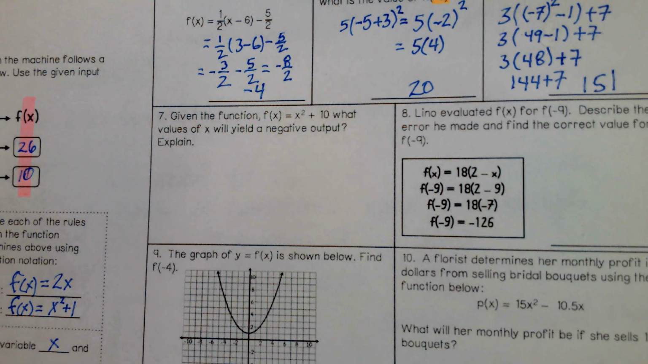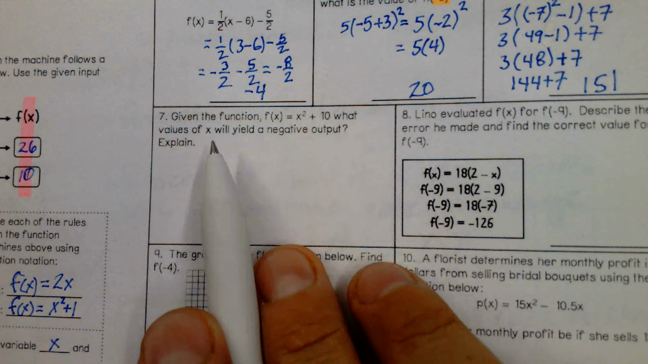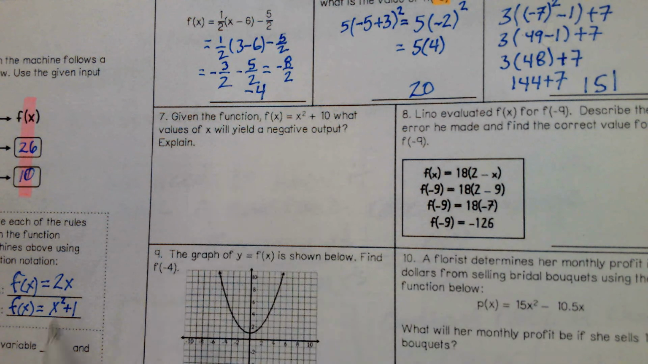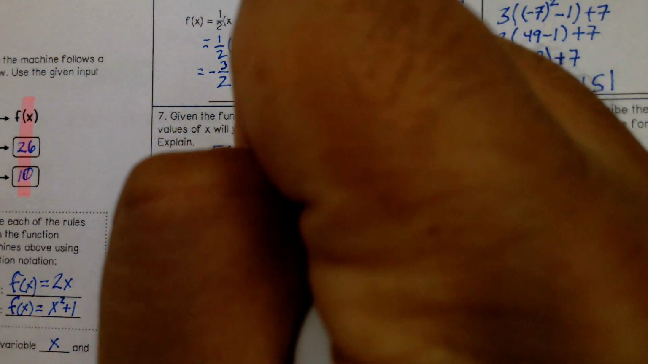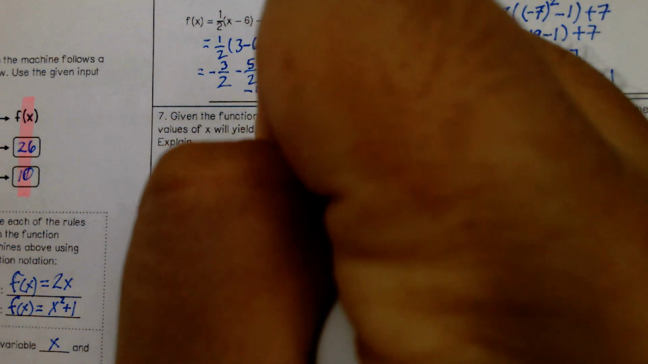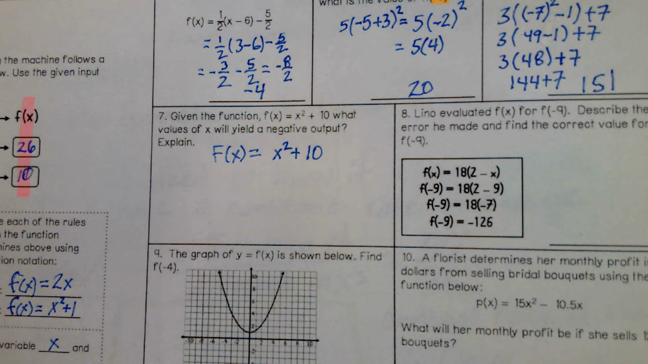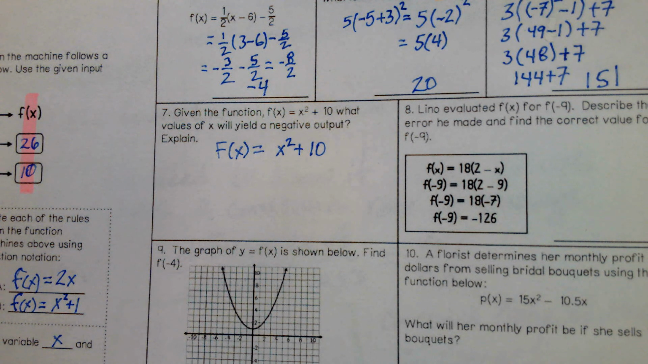Okay. So it says given the function f of x equals x squared plus 10, what values of x would yield negative outputs? So take a look at this. F of x, what's the rule? X squared plus 10. Look at the rule, x squared plus 10. You take a number, you square it, then you add 10 to it. What would give us a negative?